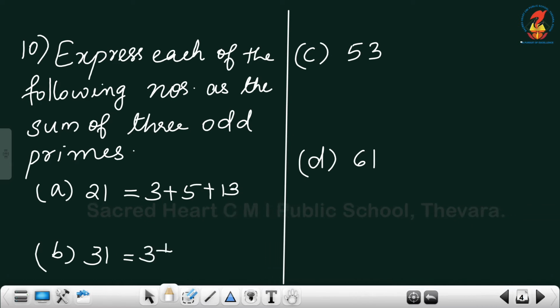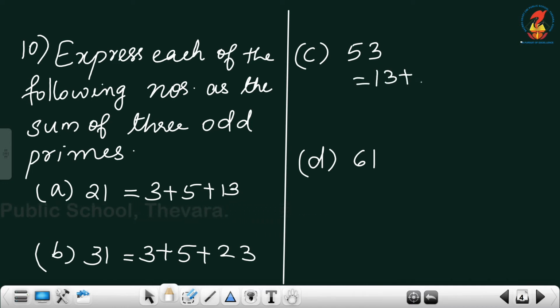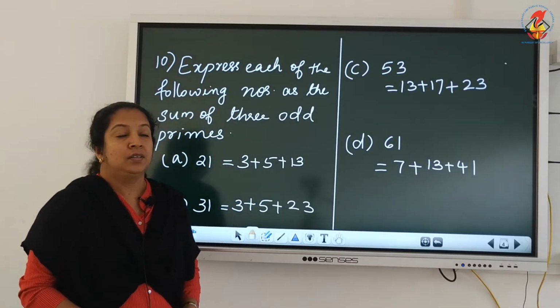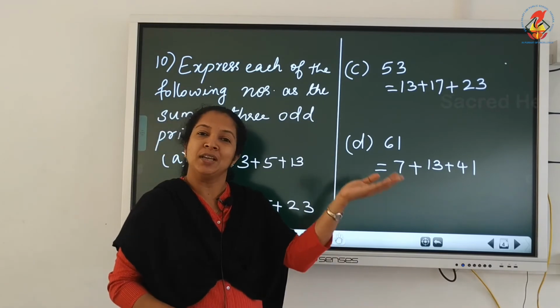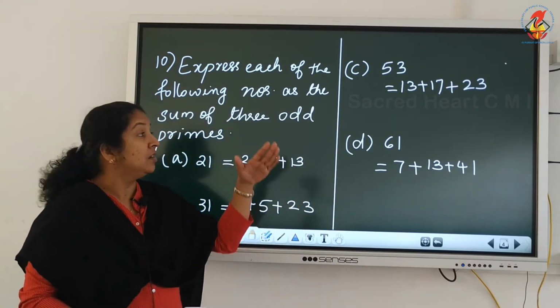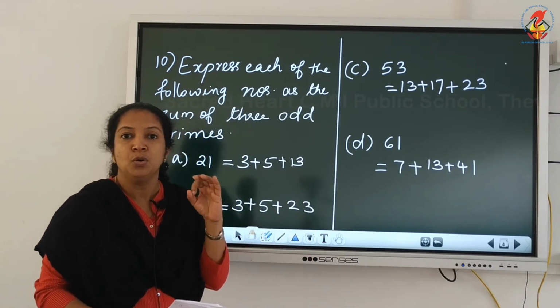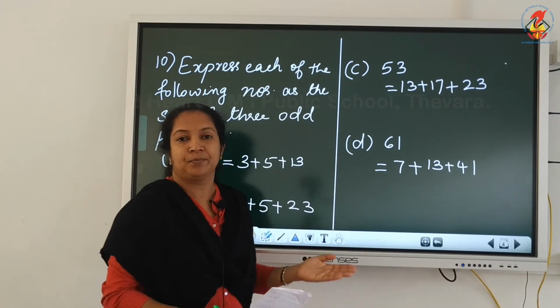Second, 31. 3 plus 5 plus 23. Third, you can write as 13 plus something. That is 53. You can write 53 as 13 plus 17 plus 23. Then 61 as 7 plus 13 plus 41. This is one way to write. We have so many other combinations which you can write. This is not the only way. This is one way of writing.